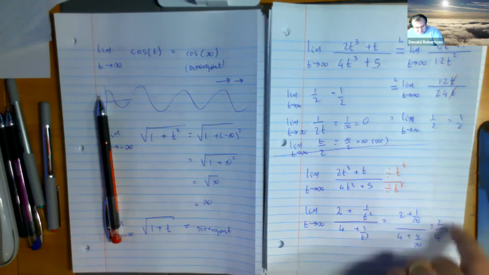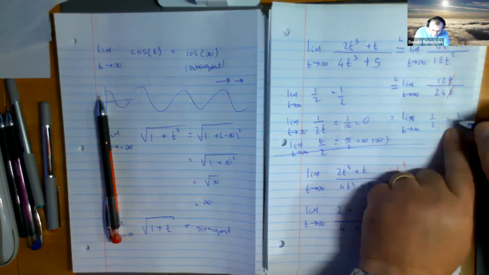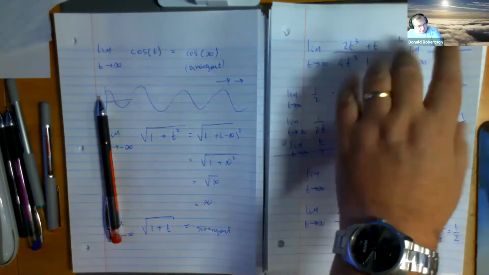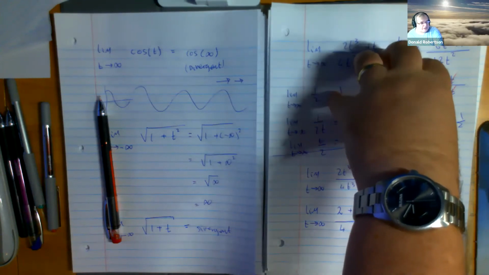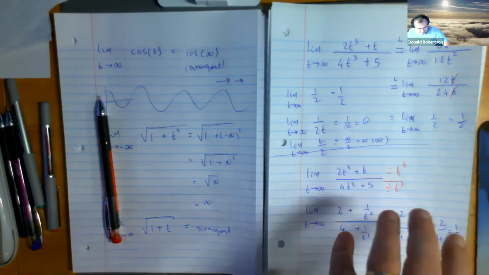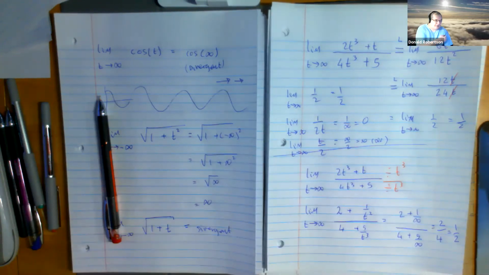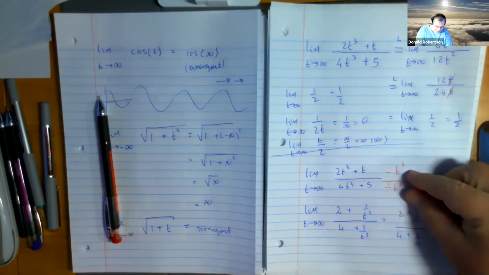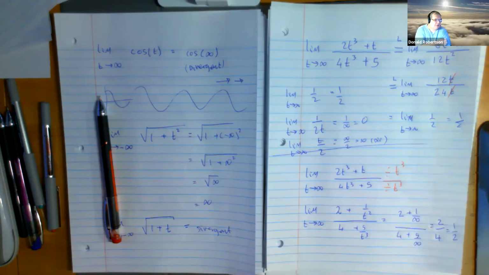Now, there are quite different ways to do these, right? L'Hopital is all about differentiating the top and bottom and then keep doing it until you get an answer. And this method is all about dividing the top and bottom by a particular power of t. And boom, you got your answer.